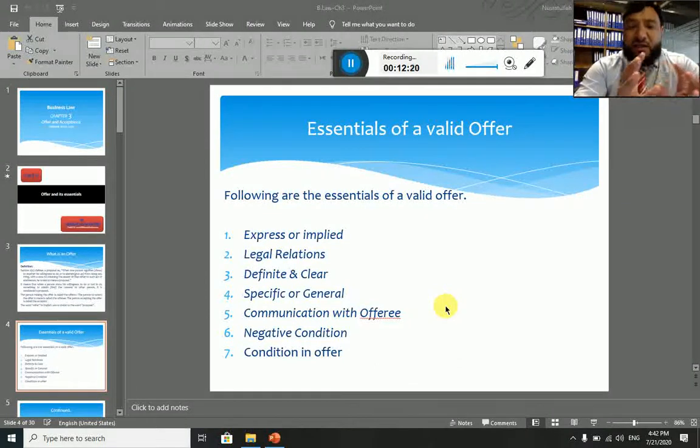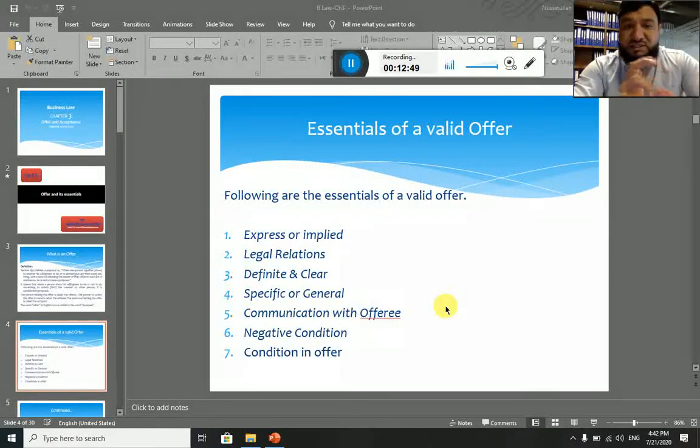and clear. In case there are words having multiple meanings, you have to identify at the beginning what I mean by using this word. So that's very important. And if any offer has indefinite words and is unclear, that offer is not a valid offer. For example, I tell someone that I want to sell a motorcycle. Do you want to buy?